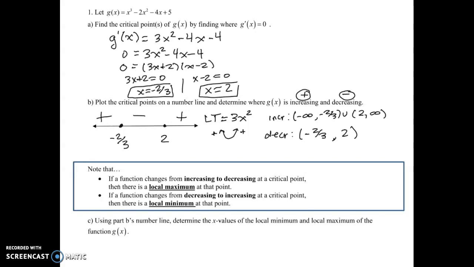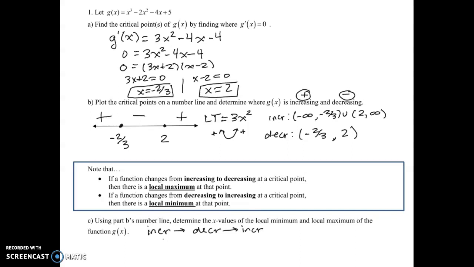All right, so if a function changes from increasing to decreasing at a critical point, then there's a local max. If it changes from decreasing to increasing, then it's a local min. That makes sense, right? What I do with this is, if I want to find which of these critical points is the max and which is the min, I look back at my part B here. So I know it's increasing because it's positive, then it's decreasing, and then it's increasing.